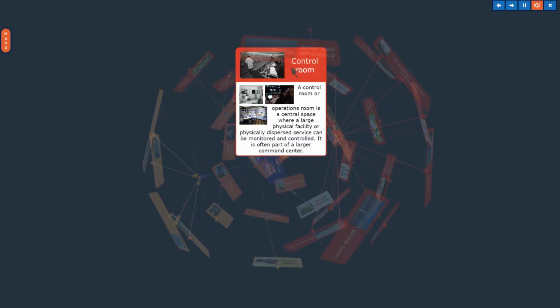Control room. A control room or operations room is a central space where a large physical facility or physically dispersed service can be monitored and controlled. It is often part of a larger command center.